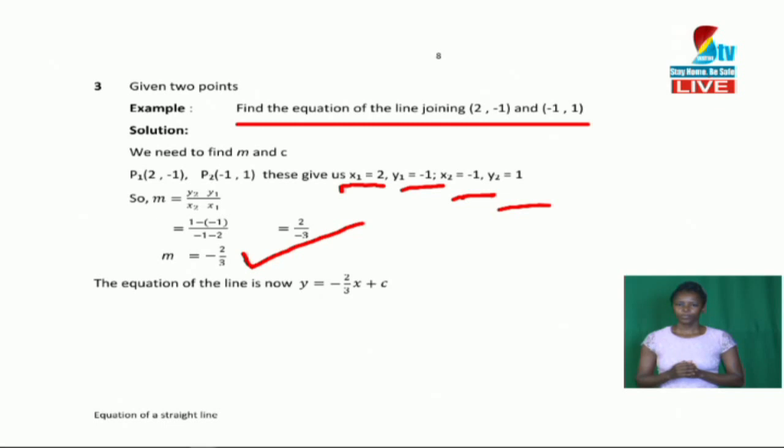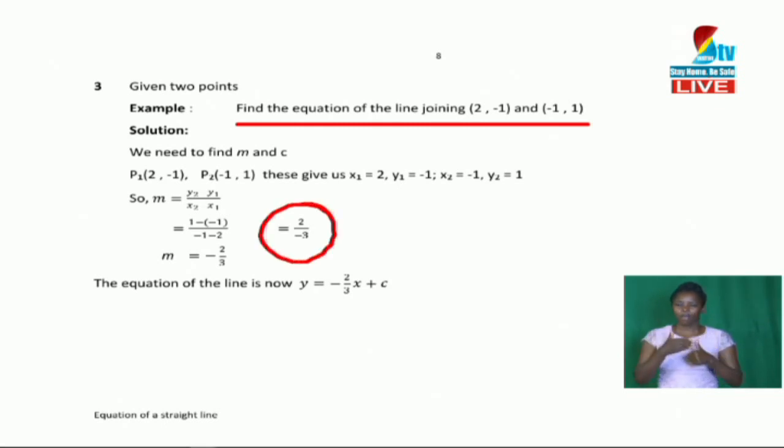Now, I want you learners to notice that as we were doing the calculation, we ended up having something like that. Let me go back there. We ended up having this as our answer because this one gave us a +2 and this one gave us a -3. But when we present the final answer, we don't want the negative sign to be in the denominator. So finally, we write it like this. So our m is -2/3.